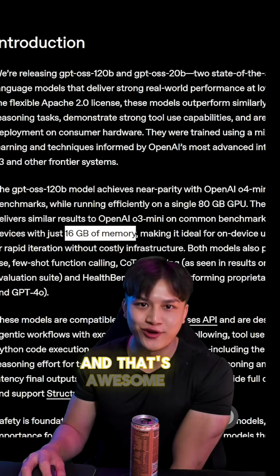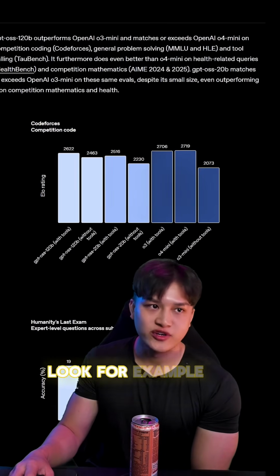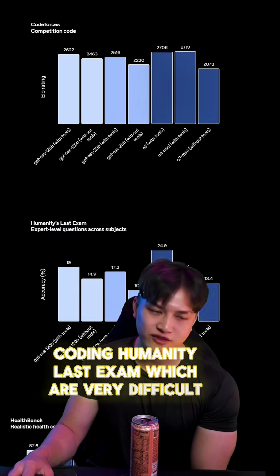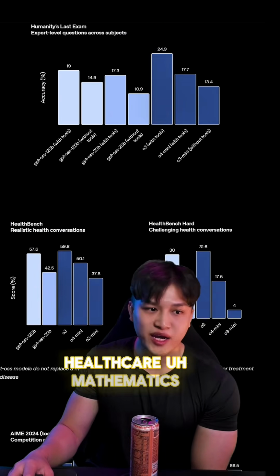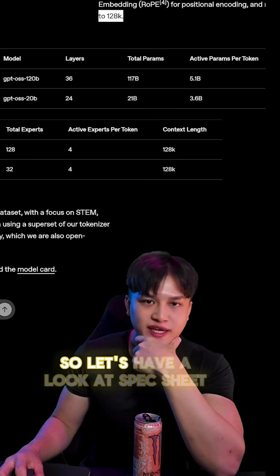3090, and that's awesome. So these are some of the benchmarks. You can have a look. For example, coding, Humanity's Last Exam, which has very difficult questions, healthcare, mathematics. I'll just skip past this for now. So let's have a look at the spec sheet.